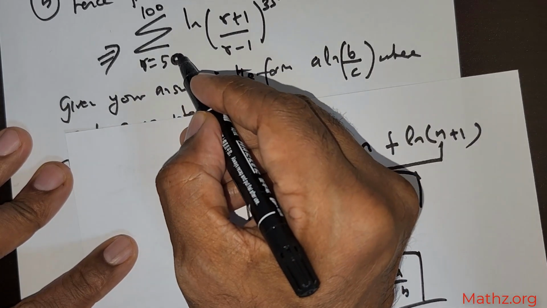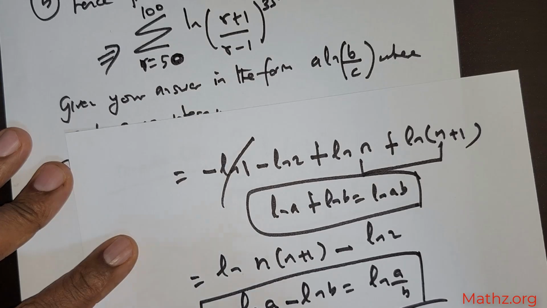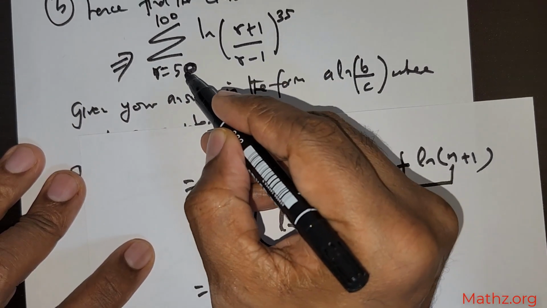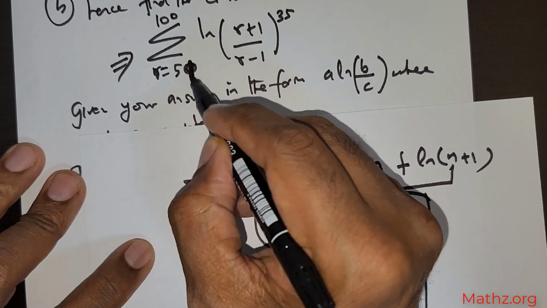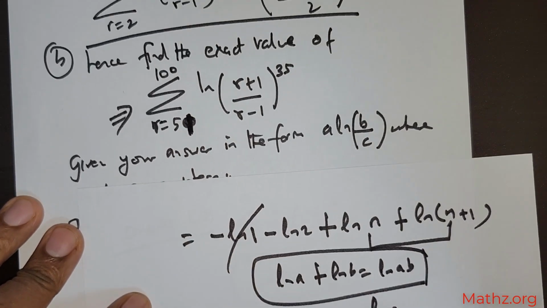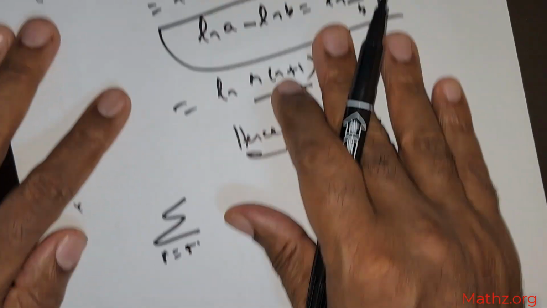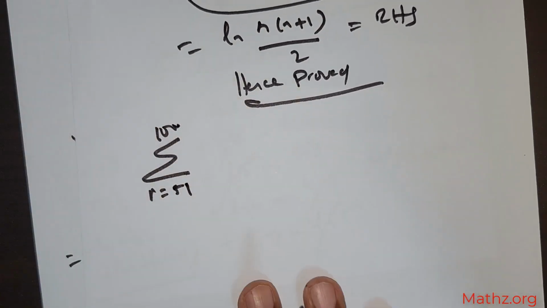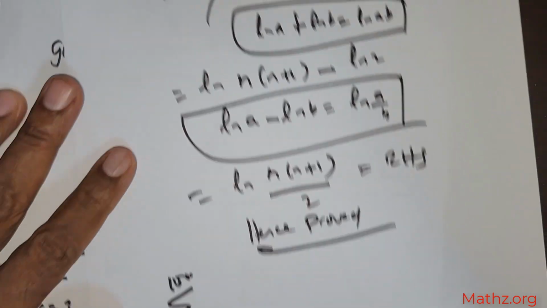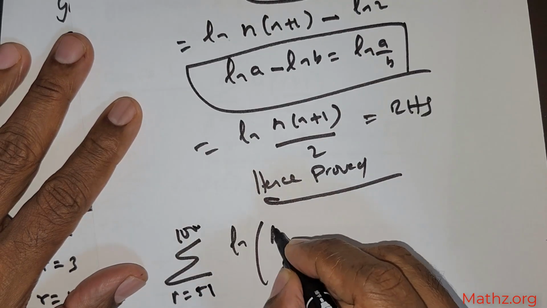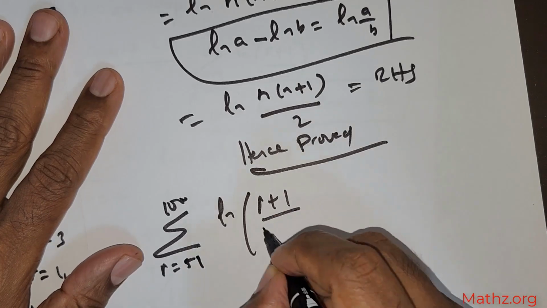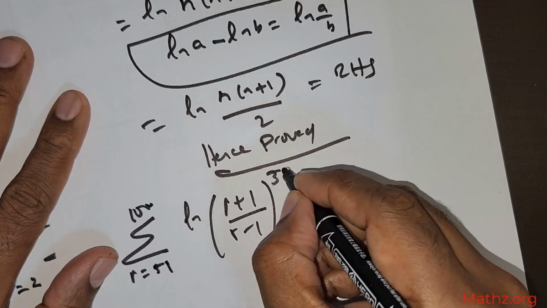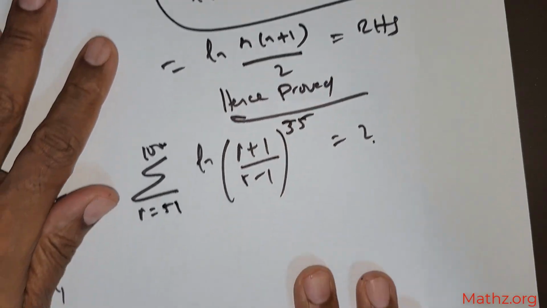I think the question starts from 52. It's not from 50. Let me check that out. The value actually starts from 51. Okay, r is equal to 51. So let me write that down. r is equal to 51 to 100. We are expected to find ln of (r plus 1) divided by (r minus 1), raised to the power of 35. So we need this value.